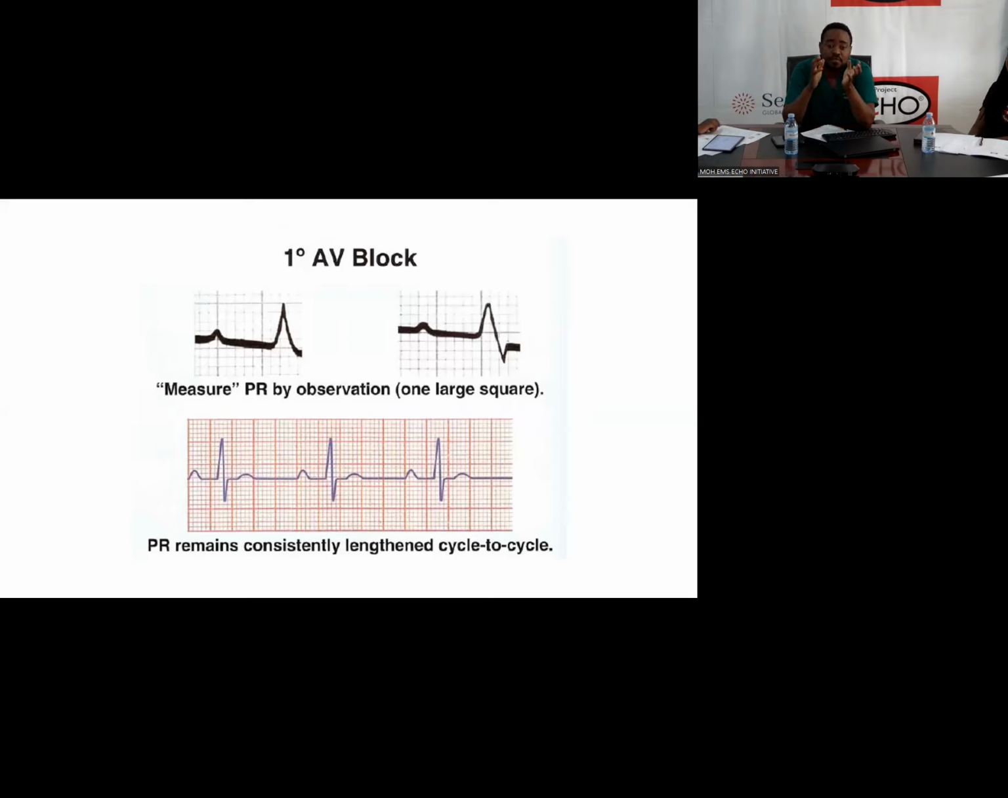So type 1 is where you have a prolonged PR interval until it doesn't get conducted. So what we see is a QRS complex and a P wave, a QRS complex and a P wave, but the PR interval goes on lengthening until we don't see a QRS complex. So that's a second degree type 1 heart block. That one is also compatible with life like the first one, may not need any interventions, and oftentimes it's coincidentally diagnosed when an ECG is done for other reasons.